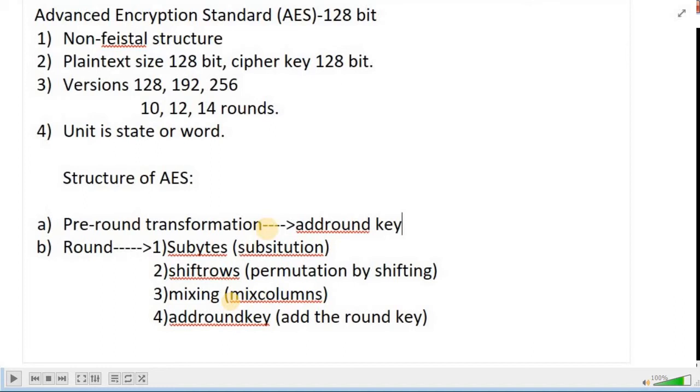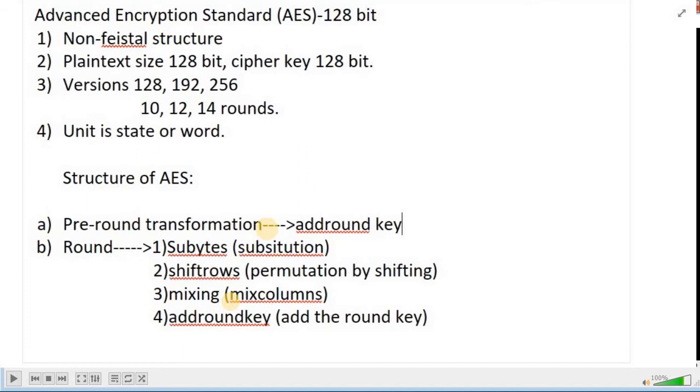The first one is called SubBytes. It is used to perform the substitution at the byte level. The second one is called ShiftRows, in which we have to perform the permutation of the bytes, meaning the shifting of the bytes according to the row position numbers. The third one is called mixing. Mixing is used to perform the diffusion in the AES algorithm and it is achieved at the column level, using a transformation known as MixColumns, in which we have to perform the multiplication of a plain text state with a constant column matrix.